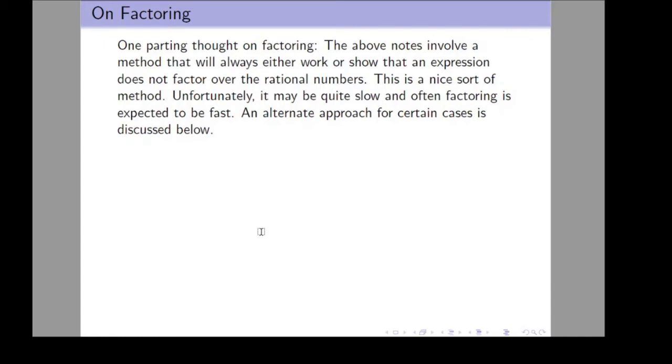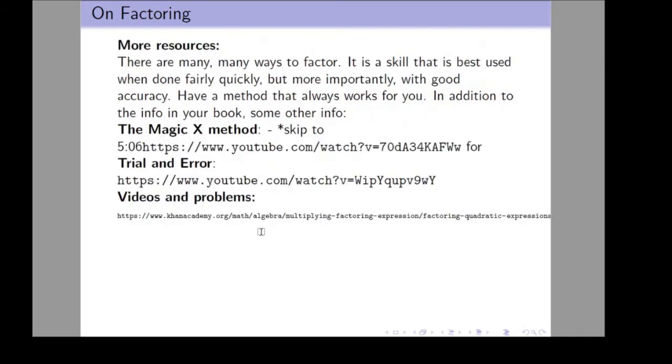Please go through the notes. If you have other questions, let me know. And I will point out I do have these on the notes there, but there are many other good ways to factor. I am ambivalent about how you factor so long as you have a way that works for you. So there are a couple listed there, and you can check those out if you want.